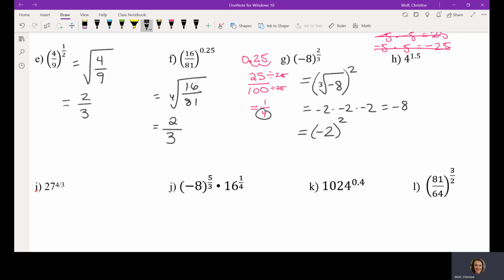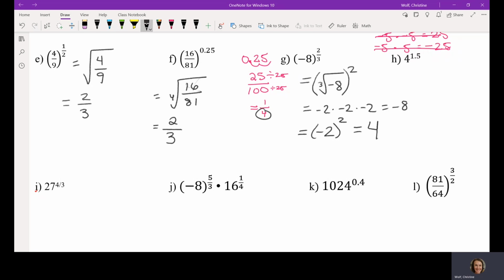But then it's to the power of 2 because the numerator is 2. So what's -2 squared? Or in other words, -2 times itself. Or in other words, -2 times -2? 4. +4. 2 negatives cancel.